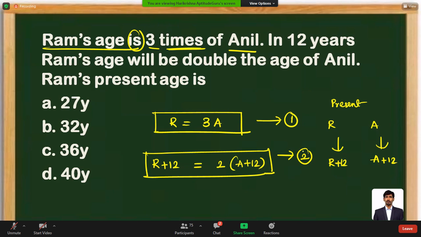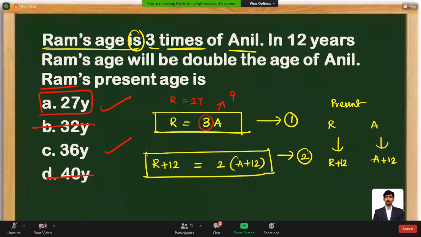So just now I have shown the method where I am solving. If you are not interested in solving the question, what we can do is, he is asking Ram's age, right? Ram's age is a 3 multiplier. So which of the following is a 3 multiplier? 36 and 27 are 3 multipliers. So let's assume this is going to be 27, so 27 is the correct answer. In that case, 3 times 9 is 27, right? So the A value is 9. So R is 27 means the A value is 9.